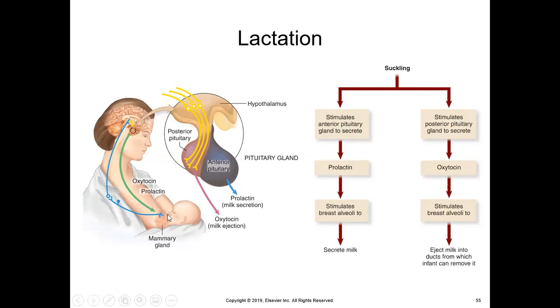So a female, as long as she's suckling after she delivers, will continue to have the anterior pituitary secreting prolactin, secreting milk, and the posterior pituitary producing oxytocin to eject the milk. As long as they're suckling, a woman can pretty much secrete milk on an ongoing basis.